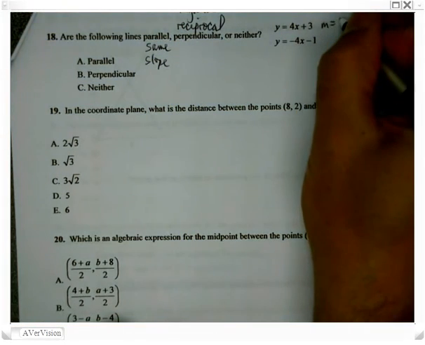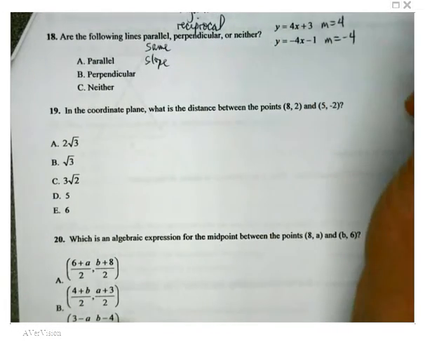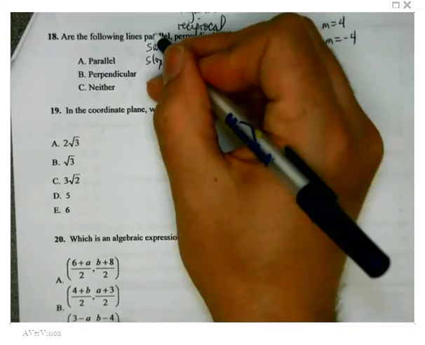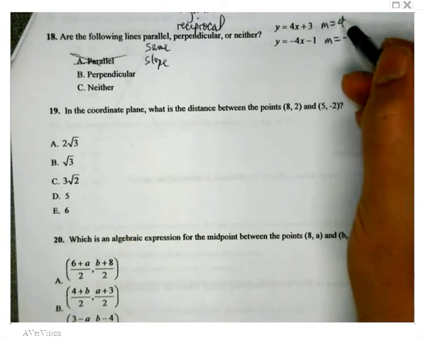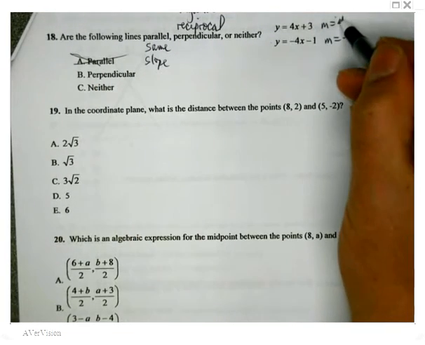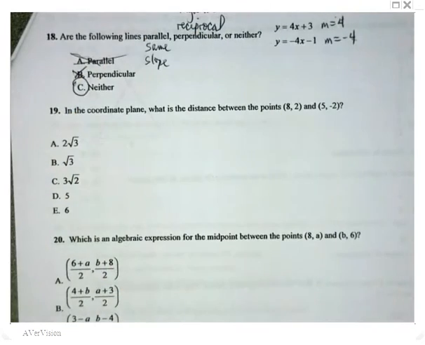Well, here my slope is 4, because they're both in slope-intercept form already. This one's negative 4. Well, they're not the same, so it's not parallel. This is not a negative reciprocal. It's negative, but it would have to be flipped over. I'd have to have negative 1/4. So it's not perpendicular either. It ends up being neither.